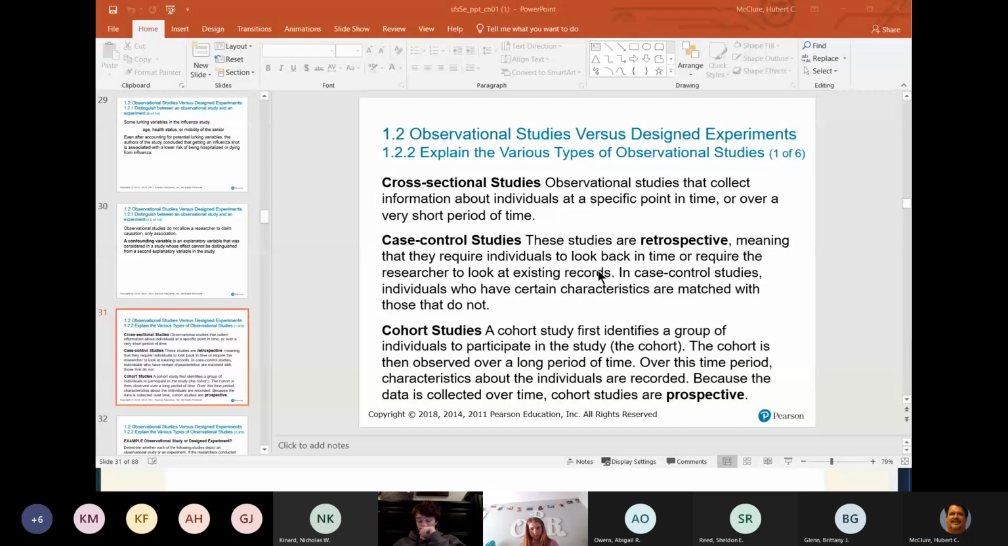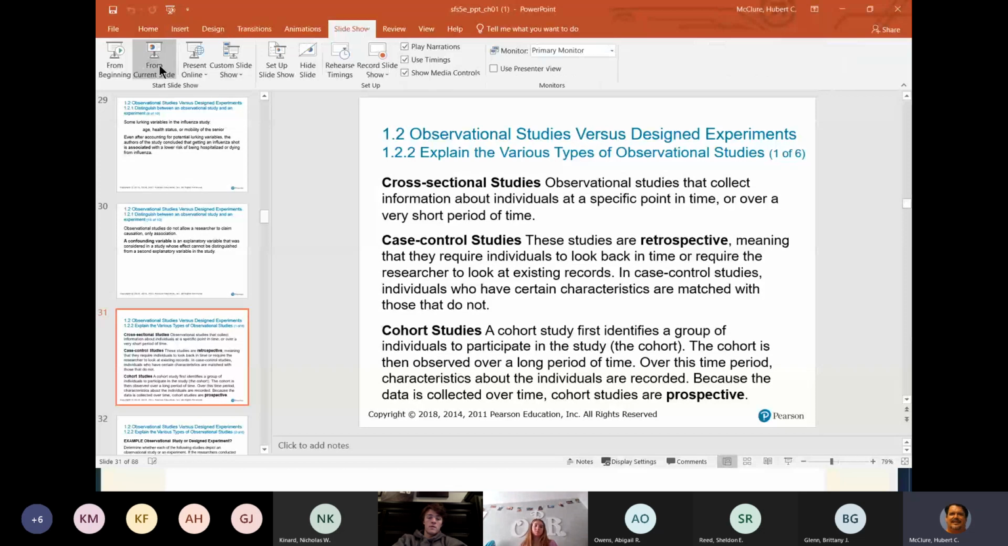I'm going to let you take a minute and look at that. I'm really not... cross-sectional versus retro. I want you to know those.